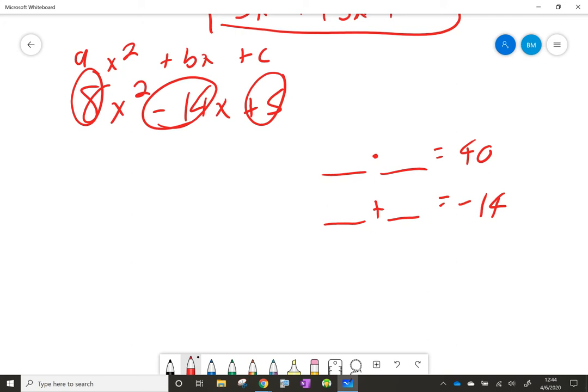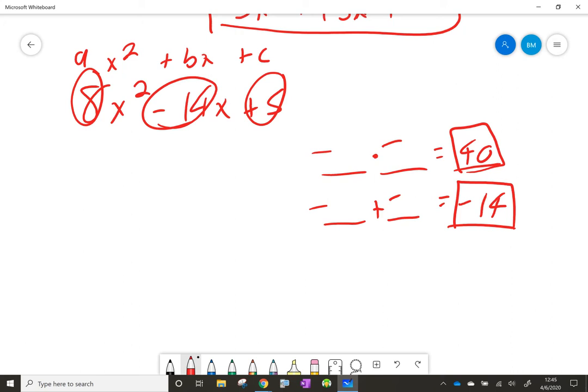Now I want to point something out right away: this 14 is negative and the 40 is positive, which means the two numbers we're multiplying together are both going to be negative. A negative times a negative will make a positive 40. A negative plus a negative will make negative 14. So let's narrow that down. Our two numbers are both going to be negative. It's the only way we'd get a positive 40 and then add to negative 14.